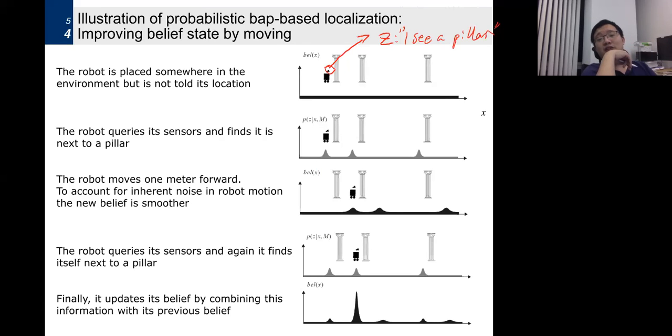Okay, so that's your observation. Then the localization process is clear. Starting from the initial state, the robot is put somewhere in the environment, but is not told its location. You don't know where you are. Then you query its sensor and find it's next to a pillar, because you have this observation Z.